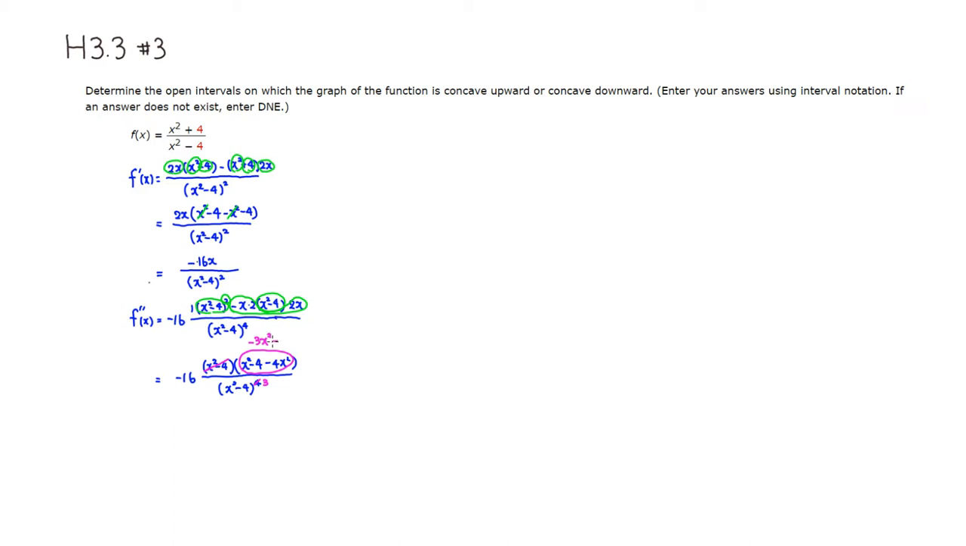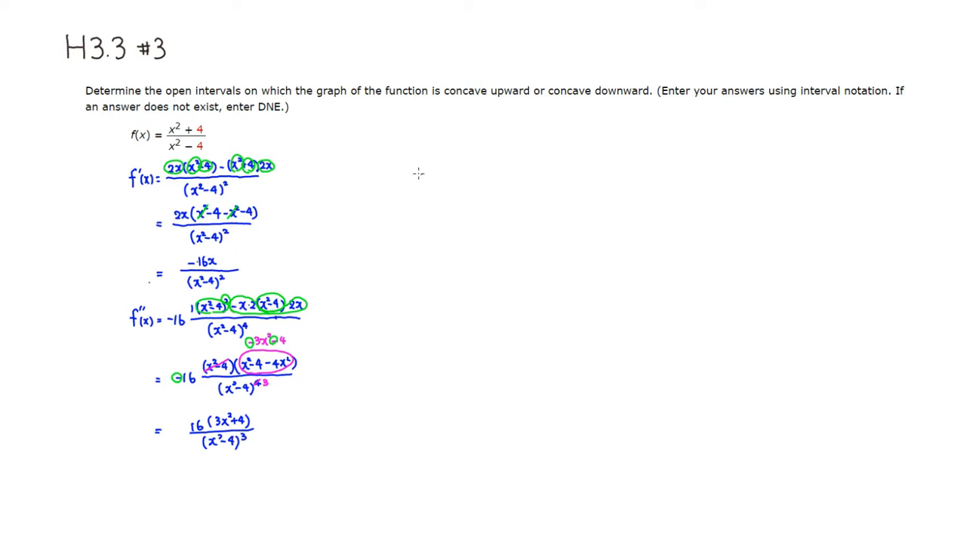And here, this is equal to negative 16 times negative 3x squared minus 4. I'm going to distribute this negative sign and turn those into a positive sign. So you're going to get 16 times 3x squared plus 4 over x squared minus 4 cubed.